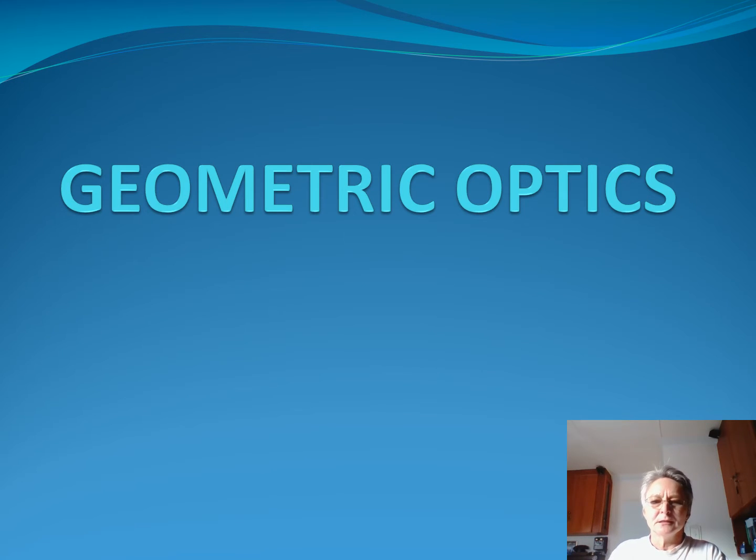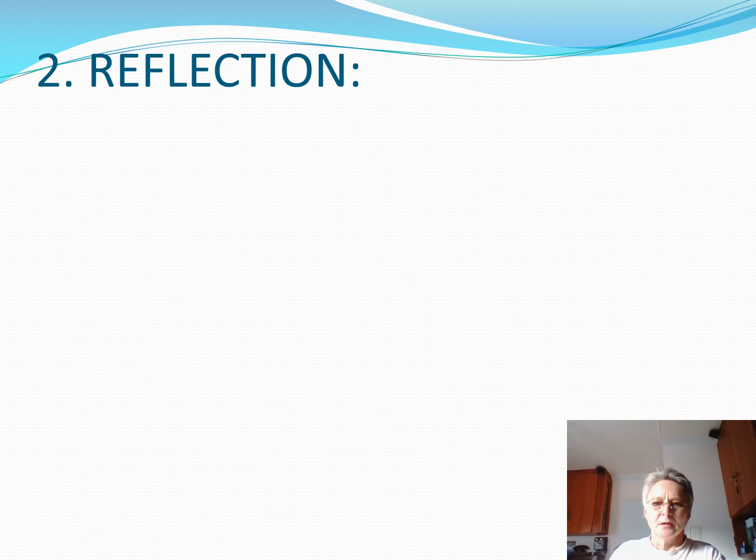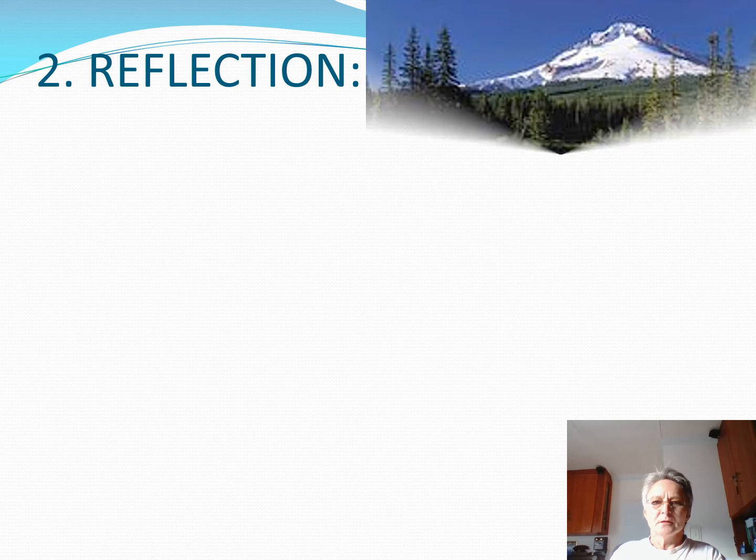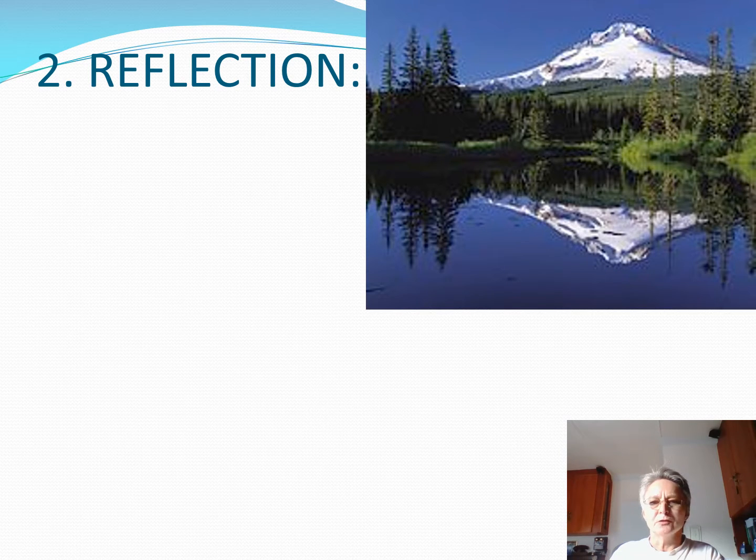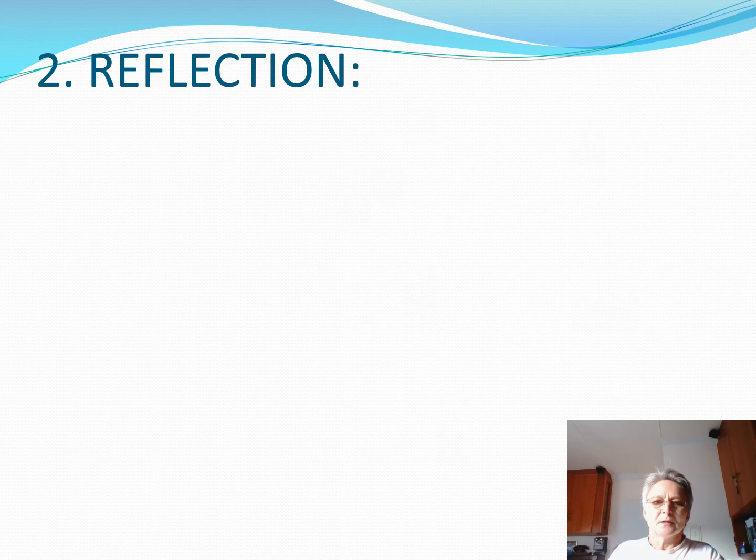Welcome back. In the second video on geometric optics, I want us to discuss reflection. Now, reflection is basically the bouncing off of light from an object. So here we have a photo of a beautiful reflected image in the water of that mountain covered in snow.